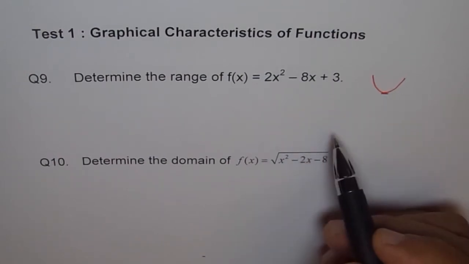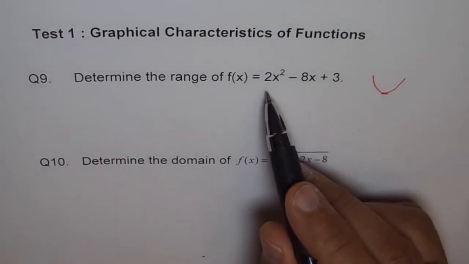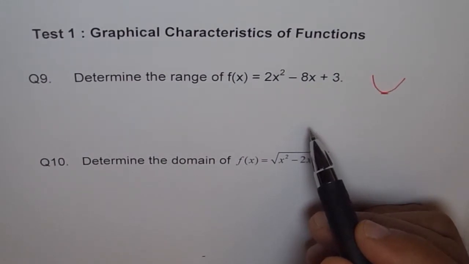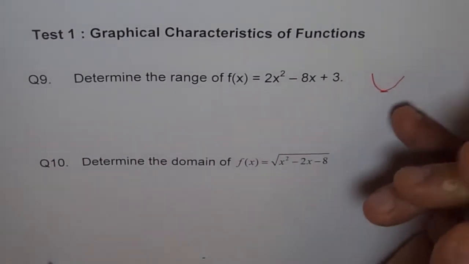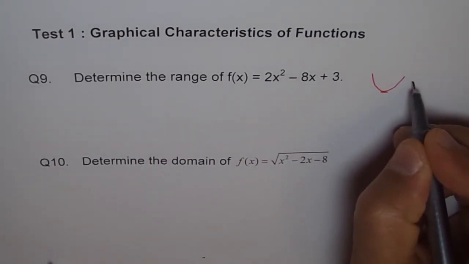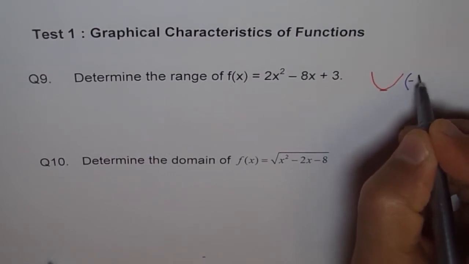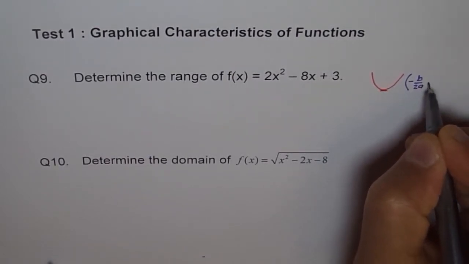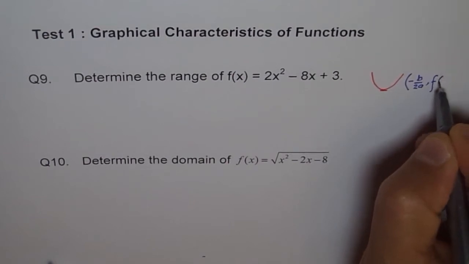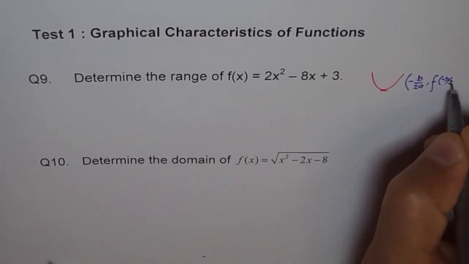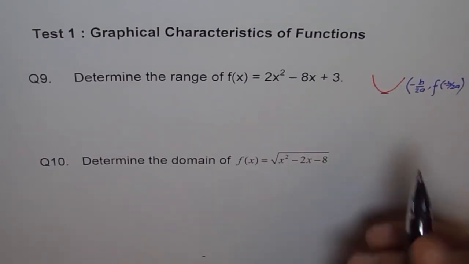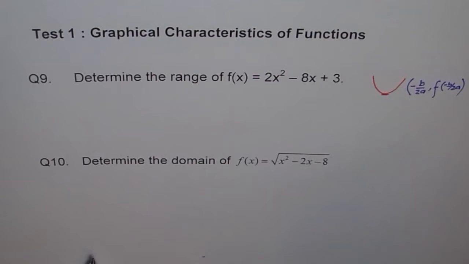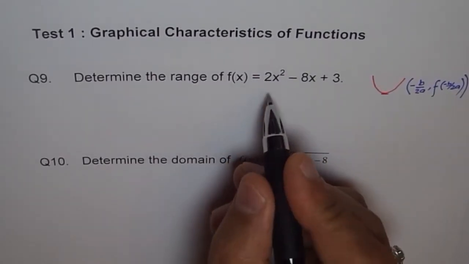To find the vertex, you can do completing the square and get the vertex from there, or you can also find the vertex using the value minus b by 2a. So the vertex is at minus b by 2a for the x value, and the function value at the same point, minus b by 2a, correct? That should give you the vertex also. So you can use this formula and get your answer, or you can do completing the square. So let's do completing the square for this.